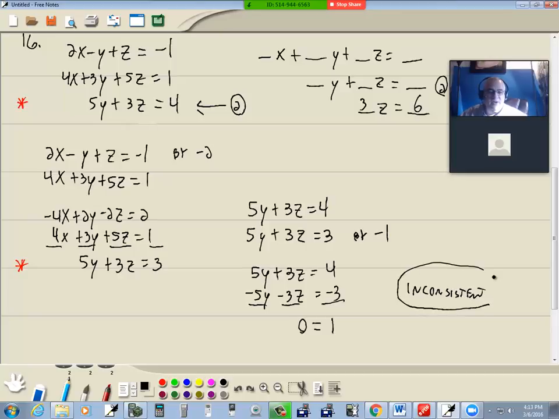So you don't have to go any further at that point. Once all your variables drop away and you get that, then it's automatically no solution. There's no answer to that, or it's inconsistent. Does this mean that the lines will never intersect? If you look at these planes, there's no place where there's an intersection where x, y, and z give you all three of these equations.